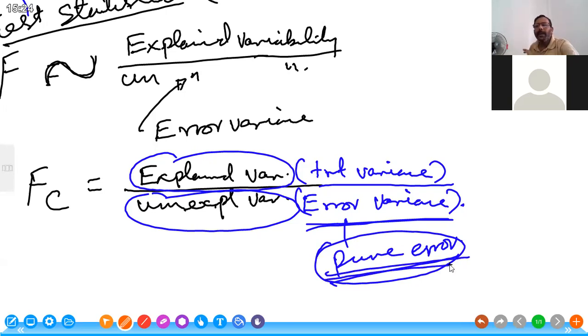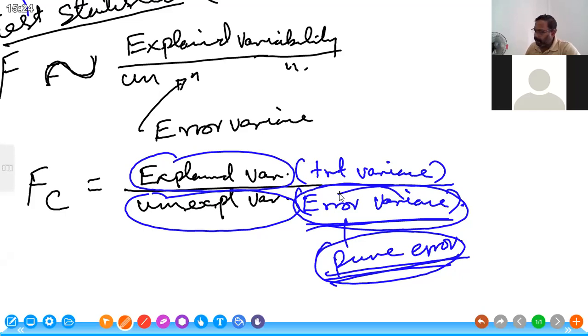This is not due to any mistakes in the experiment. This is due to some pure error which cannot be explained. Only God knows what is the difference between these two objects which are treated similarly. Management, variety, treatment, everything is similar, but still they produce different values. If you measure this variability, it is called the pure error or the error variance. So this error variance is important.